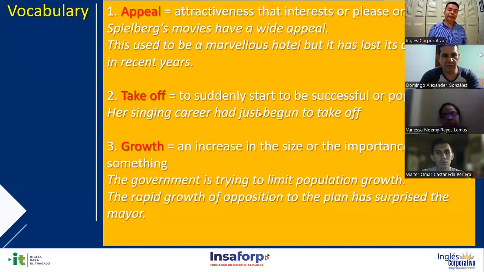Five sentences, please. Don't copy the examples here, right? Don't be cheaters. No sean trampositos. Don't copy the example, right? You create your own sentences, please. Create your own sentences.